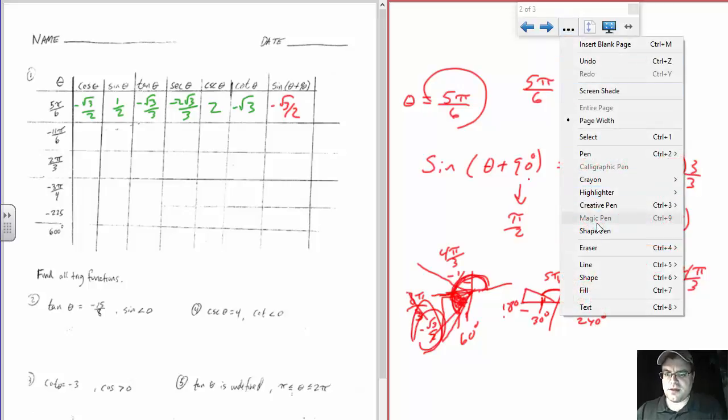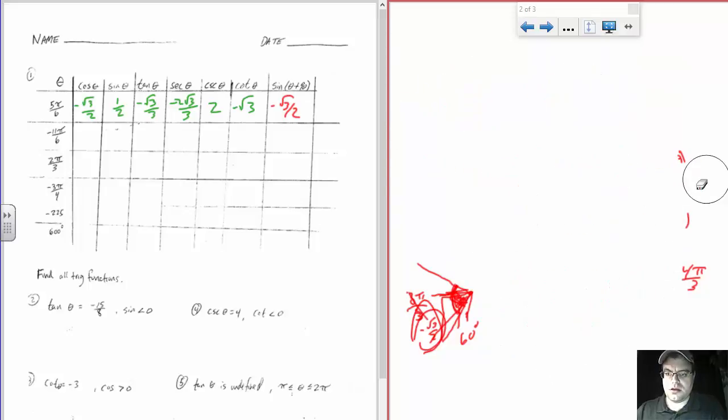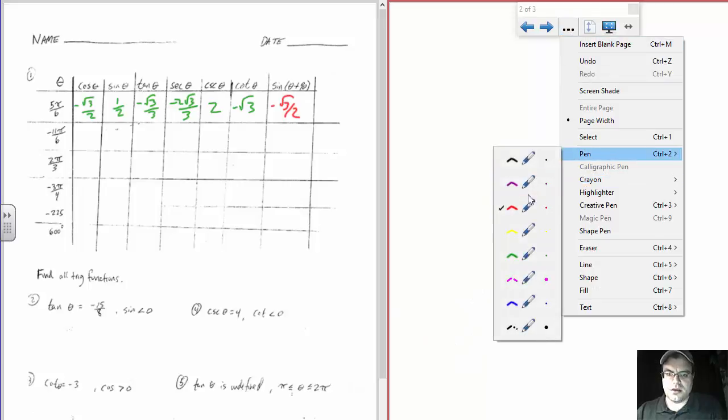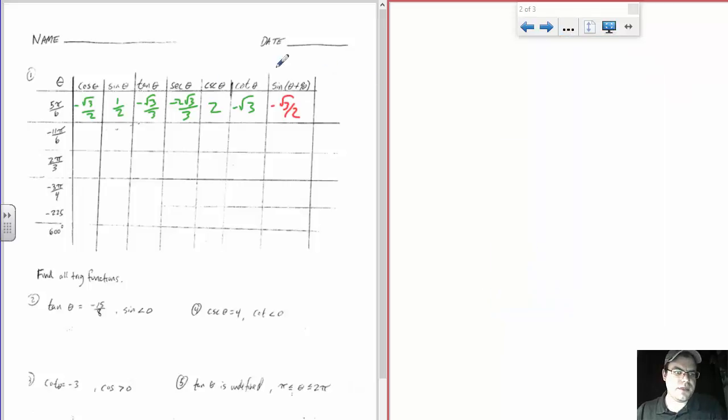I'll do all of them because I know that's going to be more useful to you. And let's do that. So let's try blue. Okay, we have negative 11 pi over 6. All right, that's a negative angle. Now, what I know is that negative 12 pi over 6 is the same thing as negative 2 pi, because 12 divided by 6 is 2. Negative 2 pi would actually give me, in the negative direction, a complete circle.